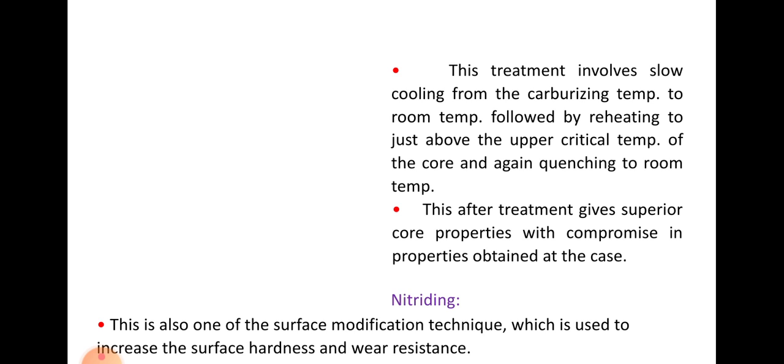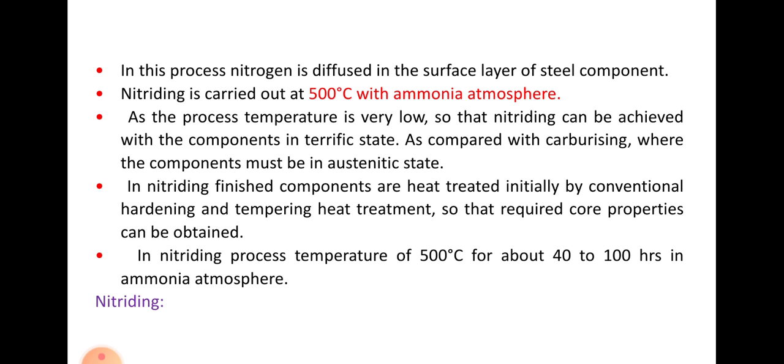Second is the nitriding. In carburizing, you can increase the carbon percentage on the surface of steel and increase the hardness of steel. While in nitriding, we can use nitrogen to increase the hardness of steel. Nitriding is carried out generally at 500 degrees Celsius in an ammonia atmosphere, for up to 40 to 100 hours. That is physically not easy, but it takes less effort compared to the carburizing process.